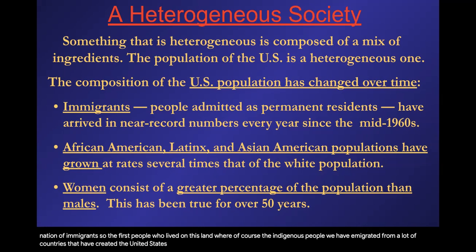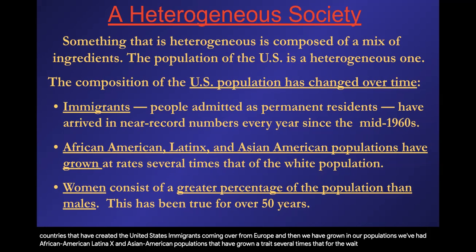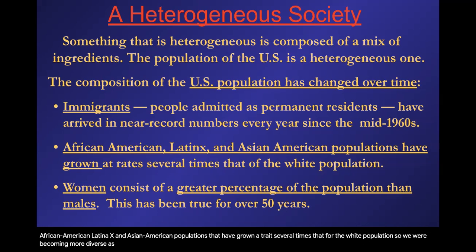We have immigrated from a lot of countries that have created the United States. When we first were creating, we had a lot of immigrants coming over from Europe, and then we have grown in our populations. We've had African American, Latinx, and Asian American populations that have grown at rates several times that for the white population, so we're becoming more diverse as time goes on. And women make up a greater percentage in the population than males.